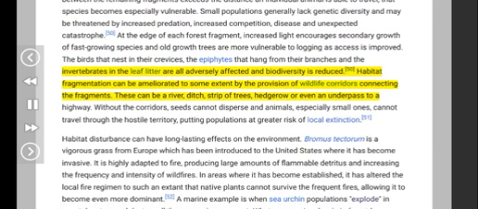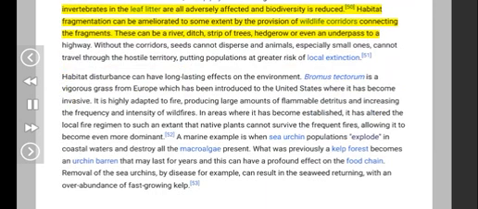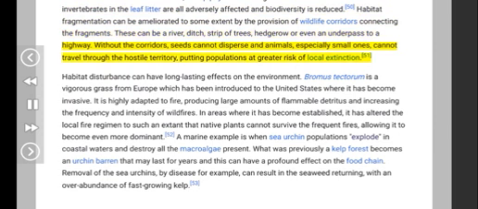Habitat fragmentation can be ameliorated to some extent by the provision of wildlife corridors connecting the fragments. These can be a river, ditch, strip of trees, hedgerow or even an underpass to a highway. Without the corridors, seeds cannot disperse and animals, especially small ones, cannot travel through the hostile territory, putting populations at greater risk of local extinction.